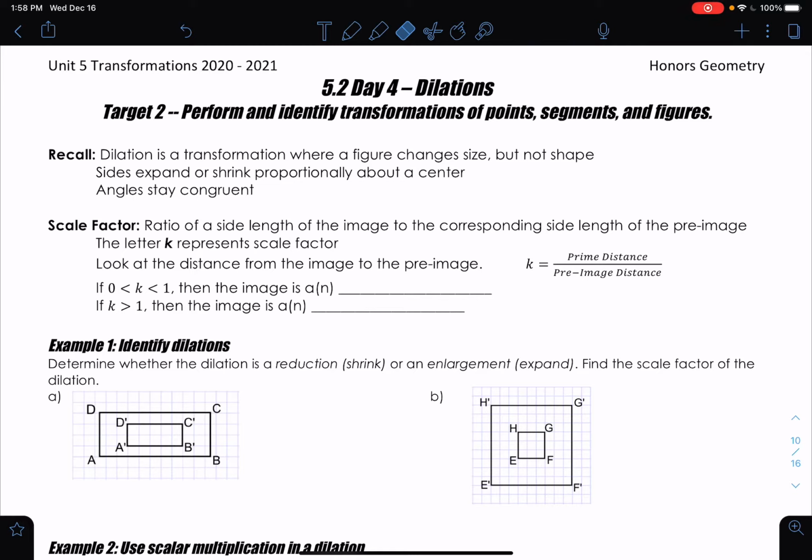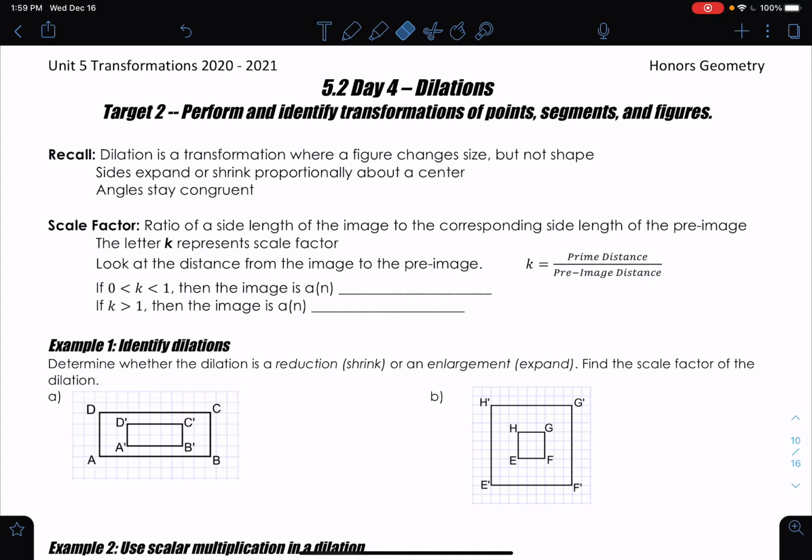Now one thing we'll be looking for when we're talking about dilations is our scale factor. The scale factor, or linear scale factor, is the ratio of a side length of the image to the corresponding side length of the pre-image. K represents that scale factor. So to find K, we're going to take a prime distance over a pre-image distance.